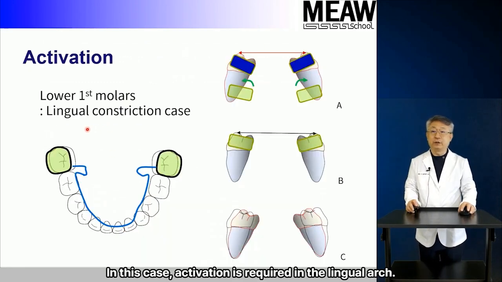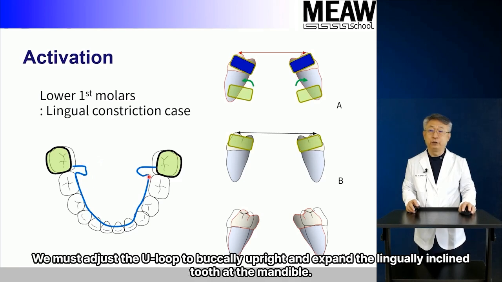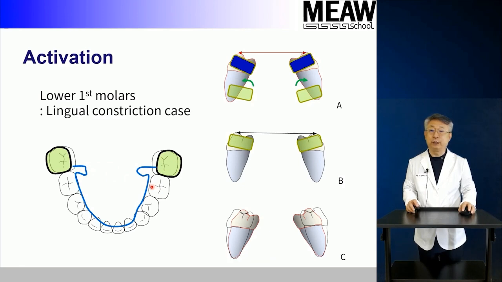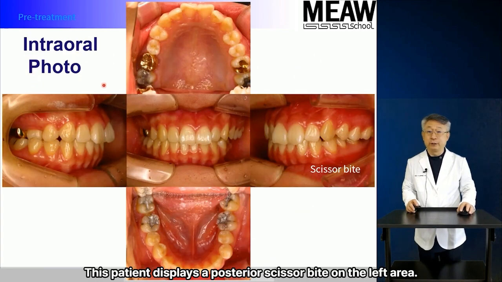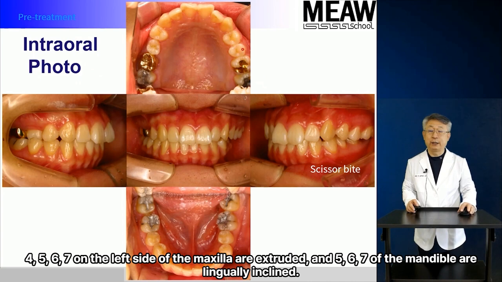In this case, activation is required in the lingual arch. We must adjust the U-loop to buccally upright and expand the lingually inclined tooth at the mandible. This patient displays a posterior scissor bite on the left area. 4, 5, 6, 7 on the left side of the maxilla are extruded, and 5, 6, 7 of the mandible are lingually inclined.